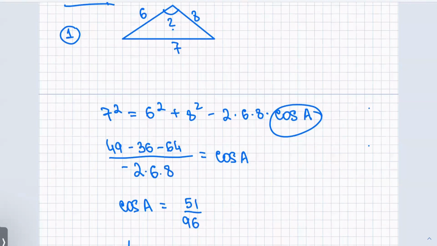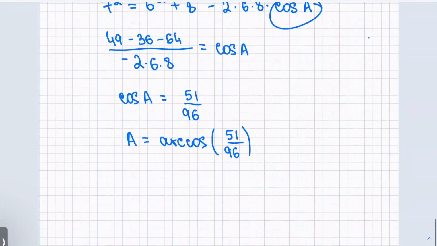Okay, so to find the angle A, now we just have to find the inverse of the cosine, which is arc cosine of this value. And this value will give us the angle A we are looking for. That's it, dear students. It's pretty simple, the application of the cosine rule.